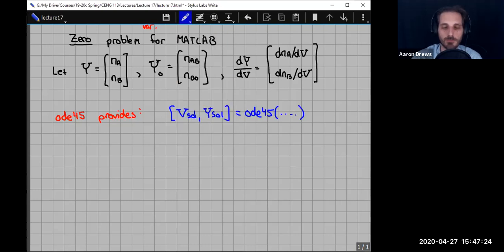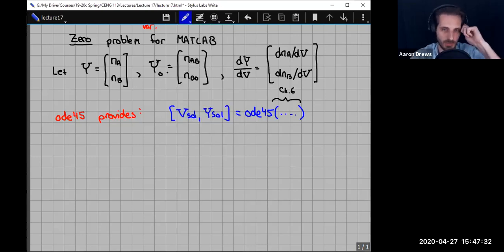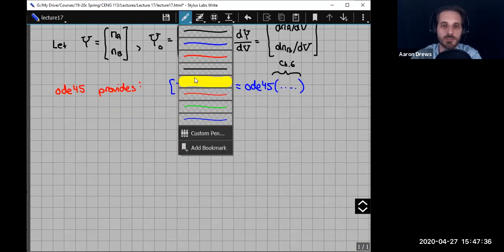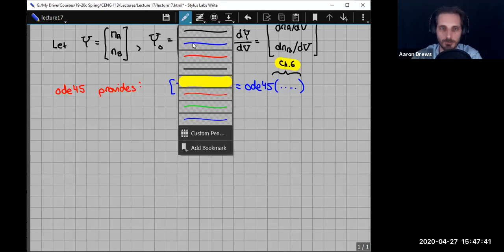If you want to know what the stuff is in here, this is what's being given in chapter 6. So you'll have to look that up. We'll do a couple of examples in class on subsequent days, but you should acquaint yourself with chapter 6 for something like this because it's going to be important.